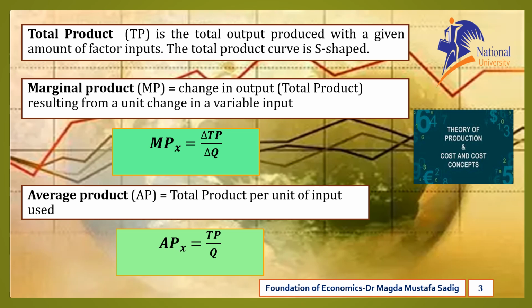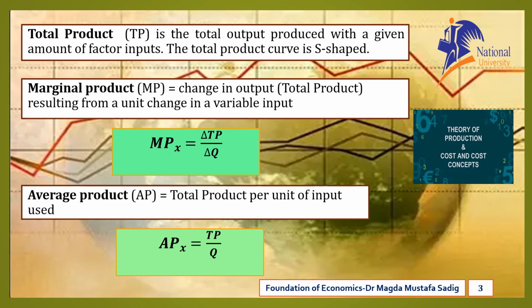The total product curve is typically S-shaped. Initially, it increases at an increasing rate due to better specialization. Then it increases at a decreasing rate due to diminishing returns. Eventually, it may decline if too many workers crowd the space, which is negative returns.